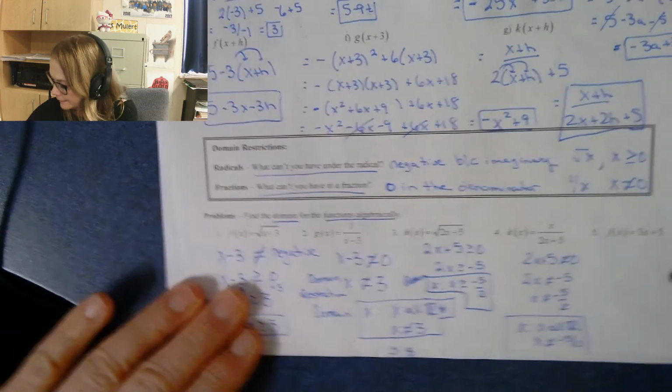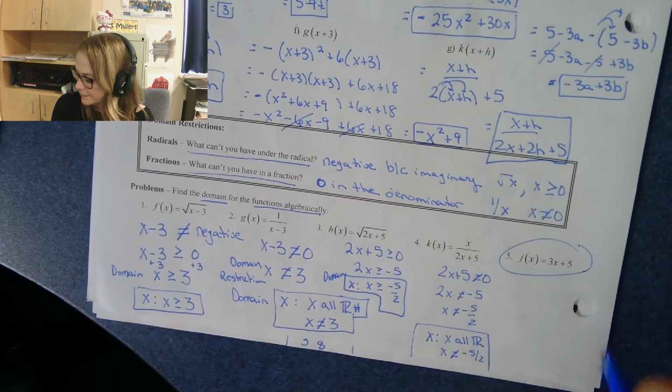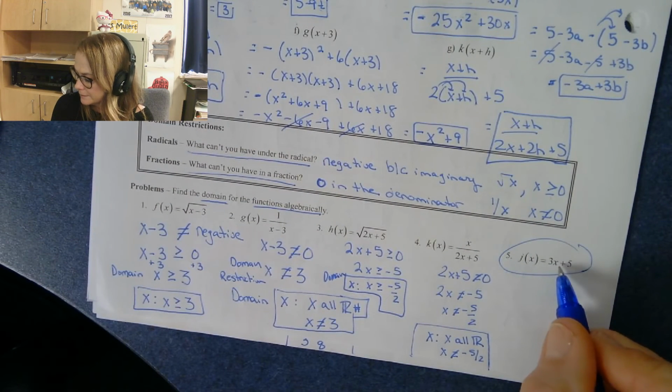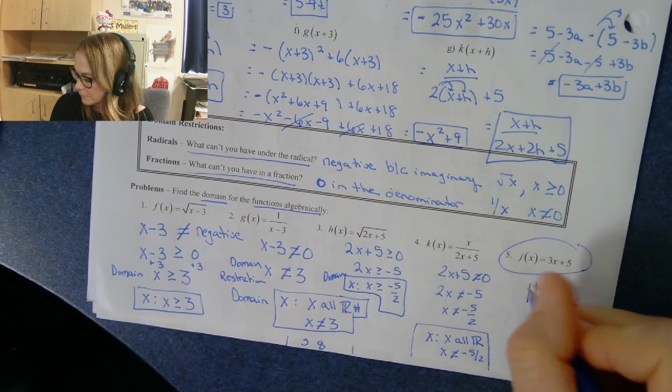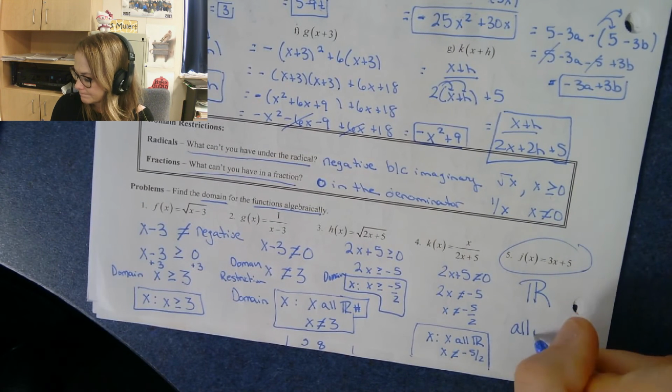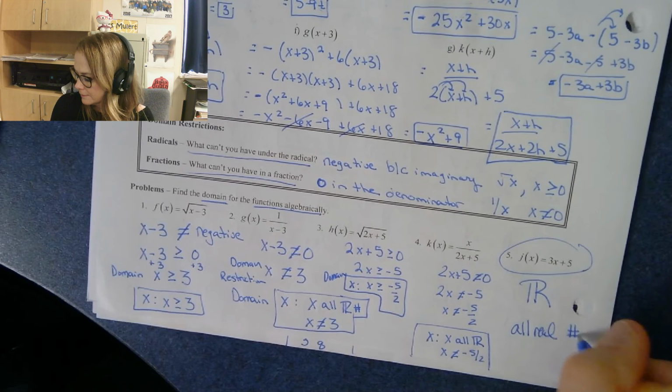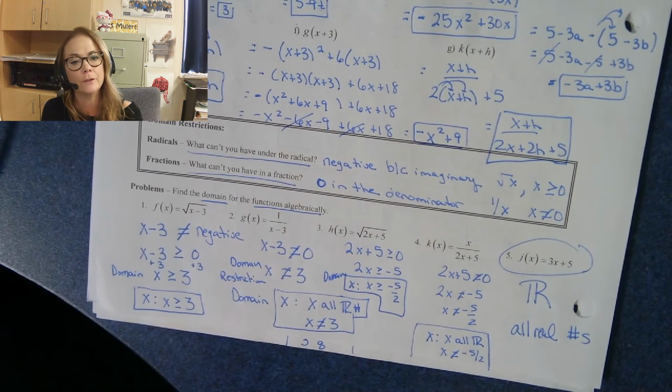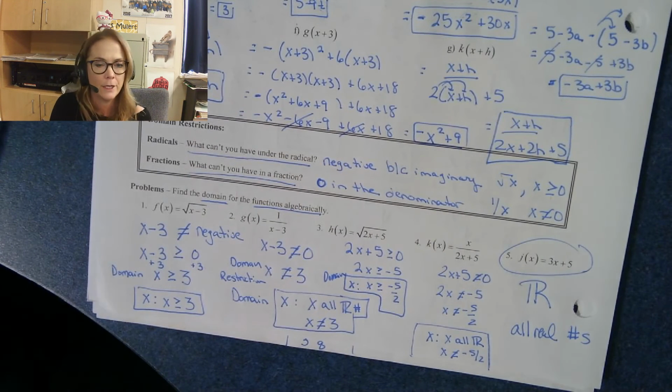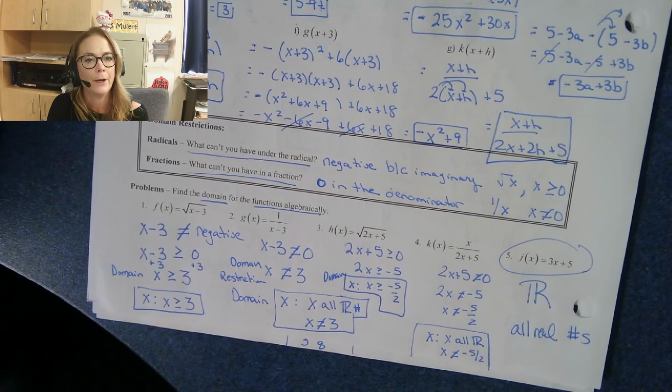All right, and the last one here. Do I have a denominator? No. Do I have a radical? No. This is all real numbers. You can plug anything you want into that. You're not going to get a 0 in the denominator because there's not one. You're not going to get a negative under the root because there's not one. All right. Onward and upward.